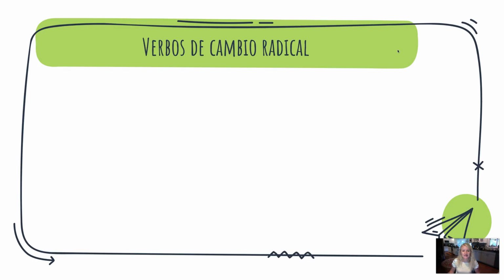Bien, so verbos de cambio radical, in English we call these stem changing verbs or spelling change verbs. The deal is that the spelling change happens in the stem of the verb, in the root of the verb.